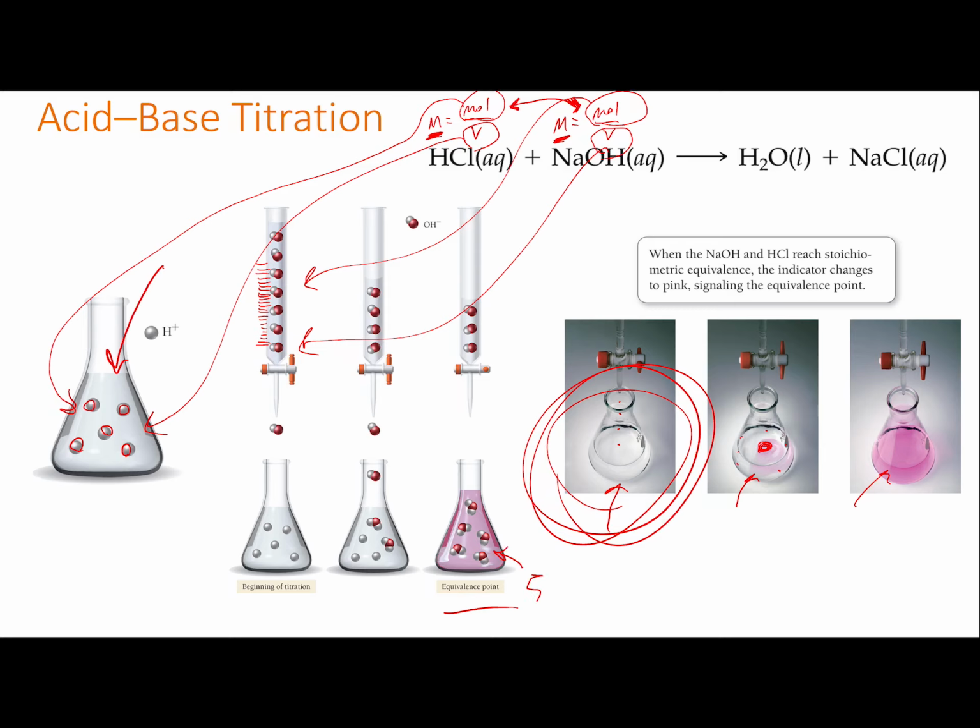Because we do know exactly how much is coming out of this burette, and we know what its concentration is. So when we stop at the right time, we can go back and check how much we added. And we'll know, oh, we added 5 hydroxides because there was 5 acid molecules in there. So that's what a titration is used for. So let's do an example.